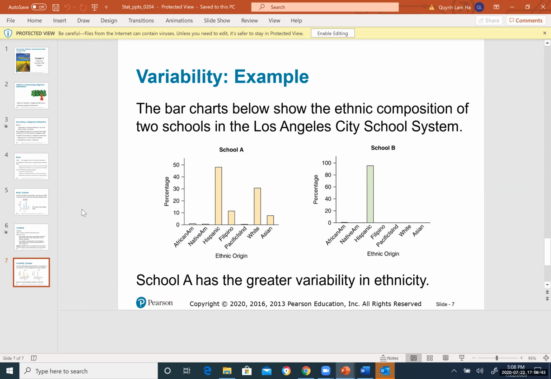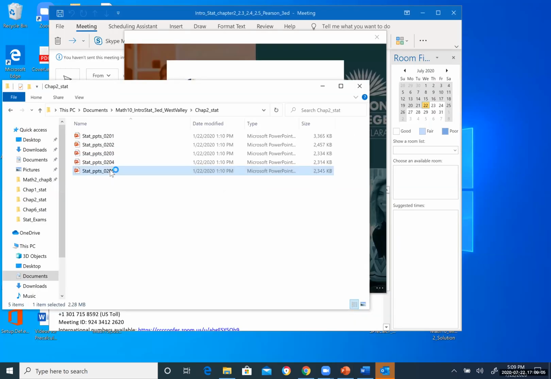All right, I've finished section 2.4, and I hope you understand a bit about categorical data and how to look at and tell the variability in categorical data. And now I would like to jump right away to section 2.5, which is the last section in chapter 2.